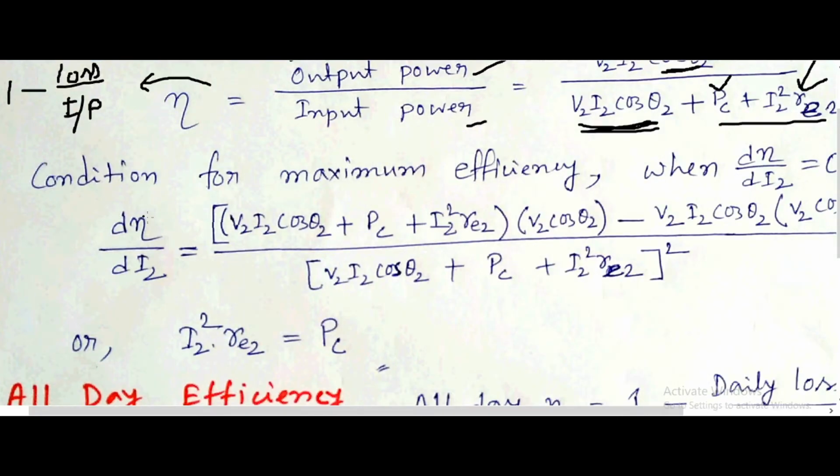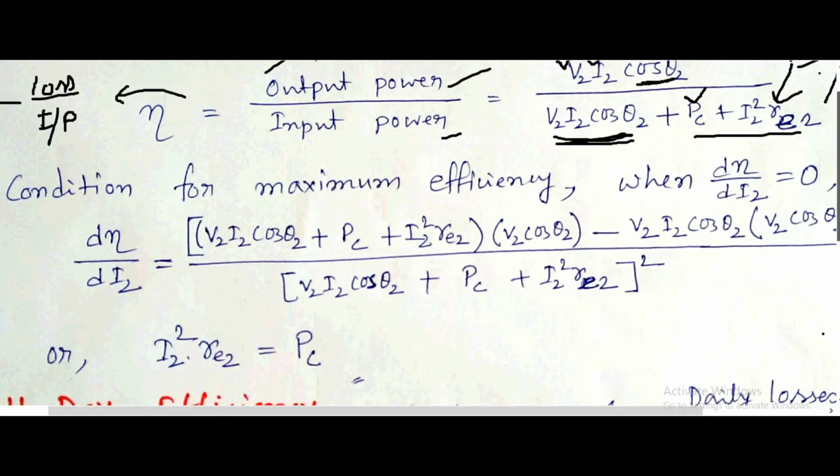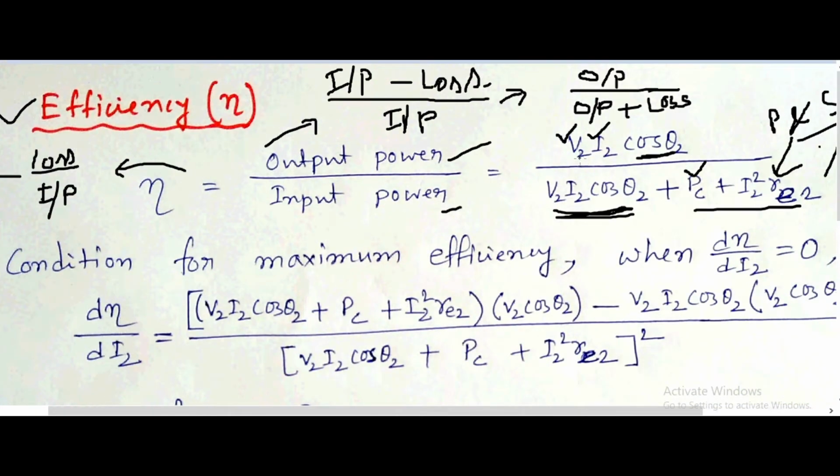The condition for maximum efficiency. Here you can see that the secondary load voltage remains practically constant. Cos theta 2 is the specified value of load power factor. The value is already specified. The core loss component PC is also a constant from no load to full load. And the equivalent resistance RE, that is the primary resistance and secondary resistance, is also a constant value. So only the variable part is I2.